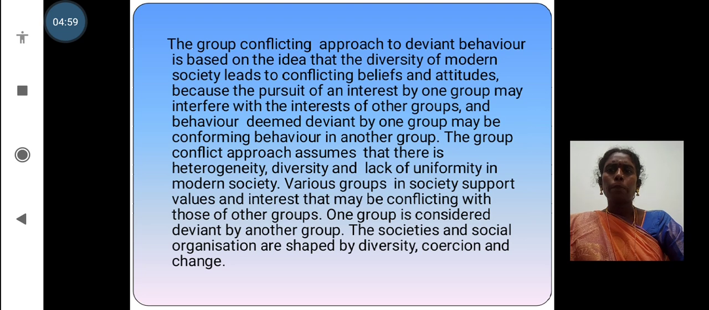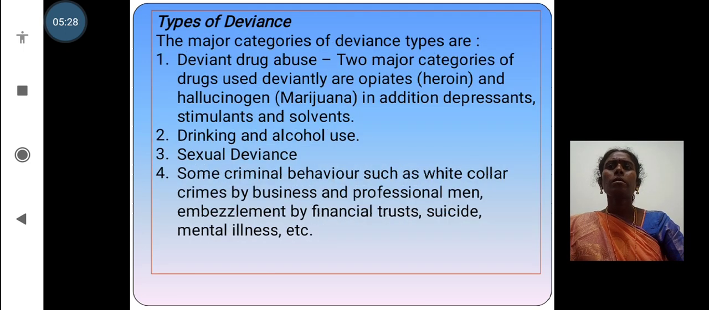The group conflict approach assumes that there is heterogeneity, diversity, and lack of uniformity in modern society. Various groups in society support values and interests that may conflict with those of other groups. One group's behavior is considered deviant by another group. Societies and social organizations are shaped by diversity, cohesion, and change. Then we have various types of deviance.